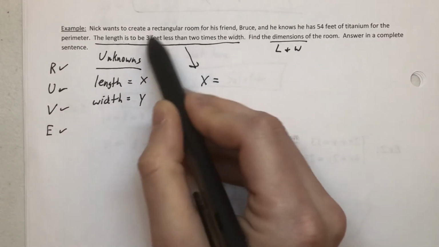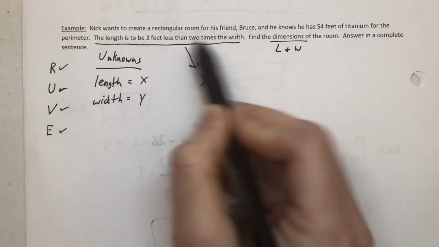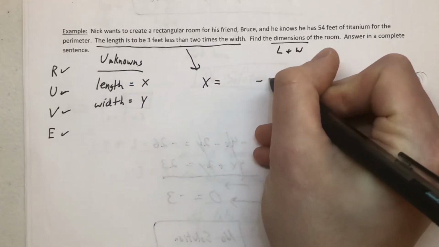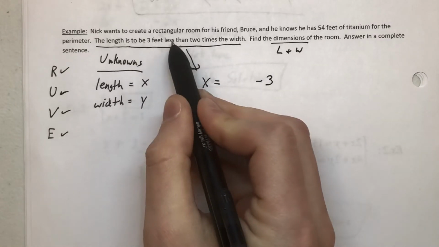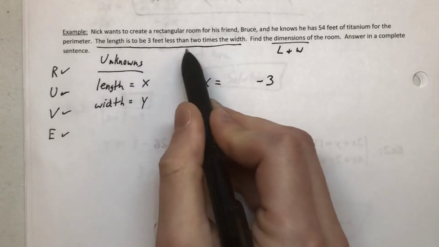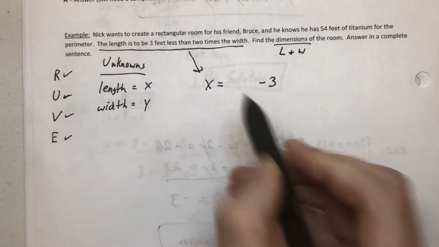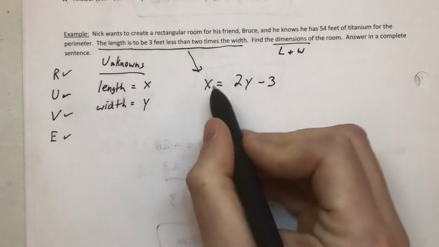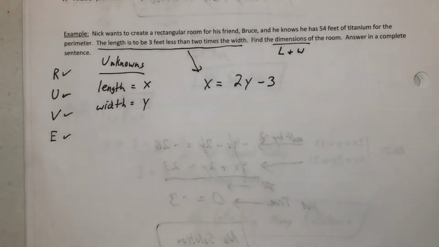Remember, 3 less than, or less than, does mean subtraction. But 3 less than anything, 3 less than something, means you're subtracting 3 from it. That was our tricky translation phrase that put subtraction with that thing at the end. So 3 less than, but now here, 2 times the width. If we're calling our width Y, then 2 times Y is simply 2Y. And so we have the length is 3 less than 2 times the width.